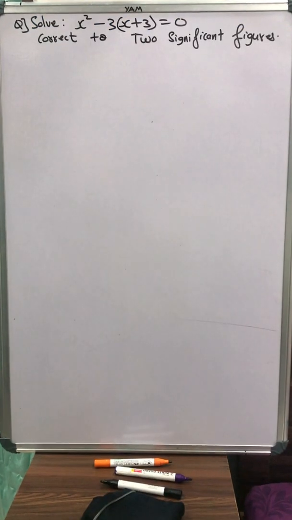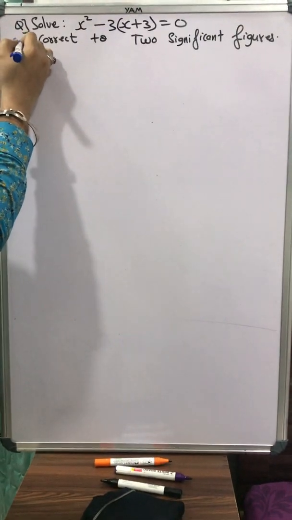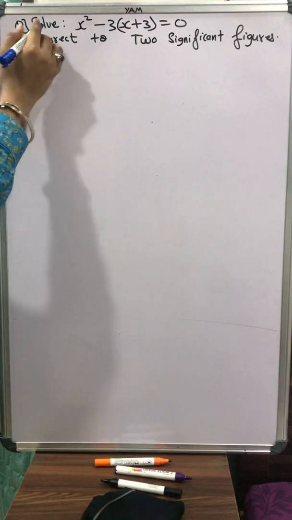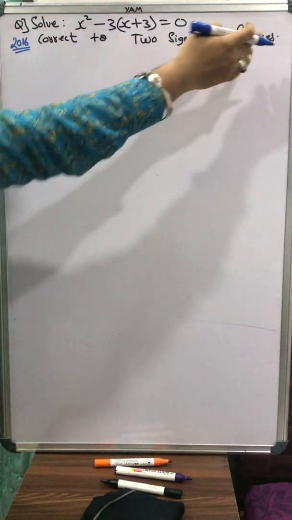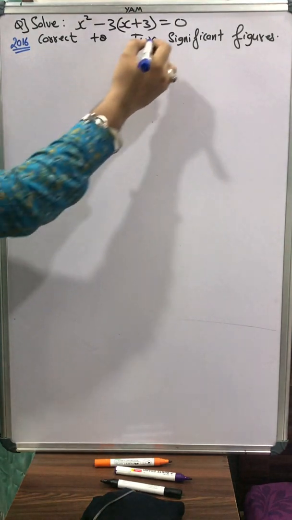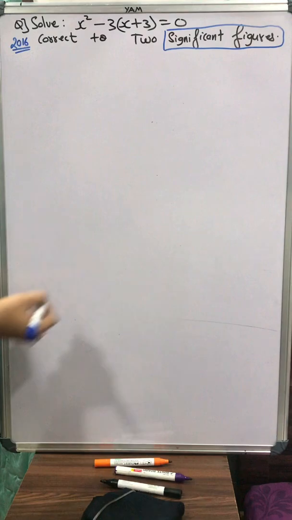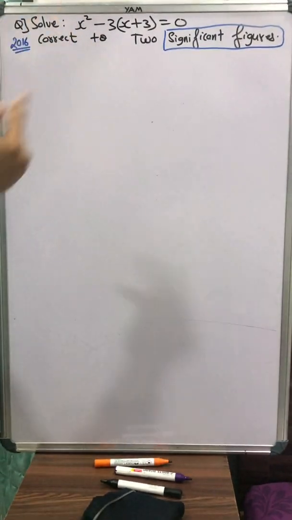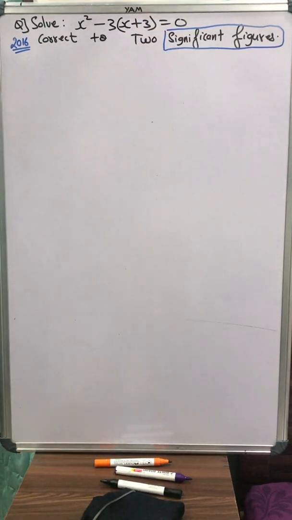Students, the next question on the board, this question was asked in the year 2016 board exam. Solve this quadratic. Correct to 2 significant figures. Yes, this is something different. Correct to 2 significant figures. It's not like in the previous case, correct to 2 decimal places. Correct to 2 significant figures.